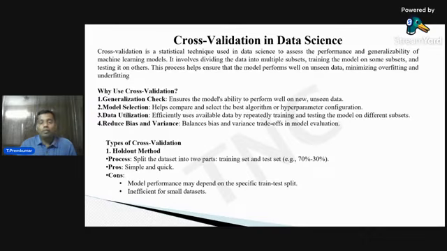So what are the types of cross validation we have? First is the hold-out method, where we split the data set into two parts, a training set and a testing set, in the ratio of 70 to 30 percent. The pro of the hold-out method is that it is simple and quick. The cons are that the model performance can depend on the specific training set split, and it is inefficient for small data sets.